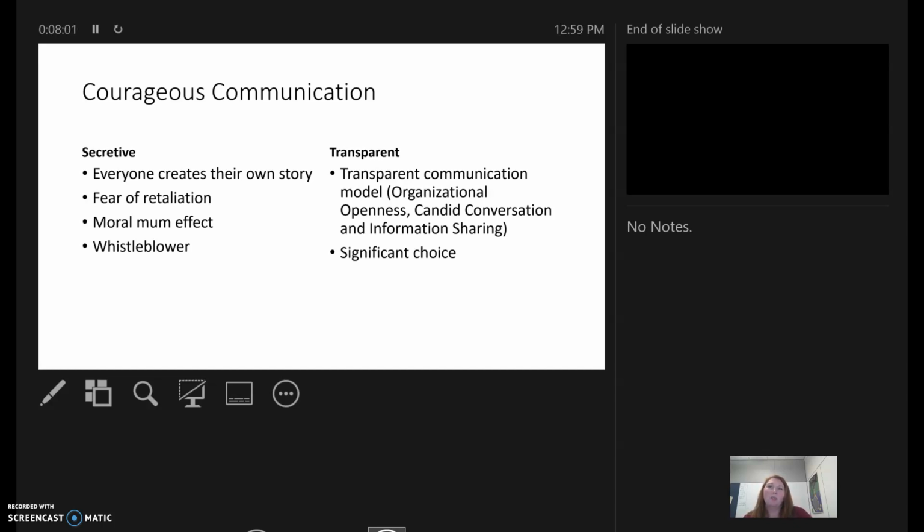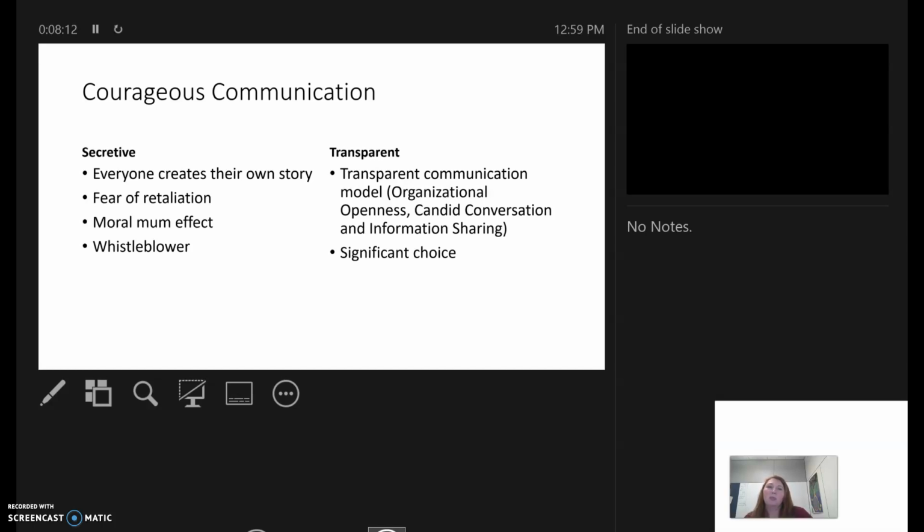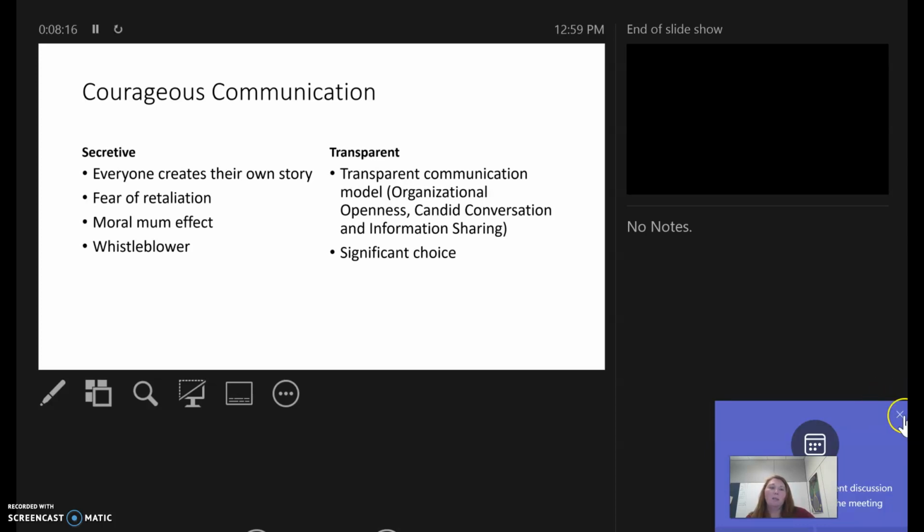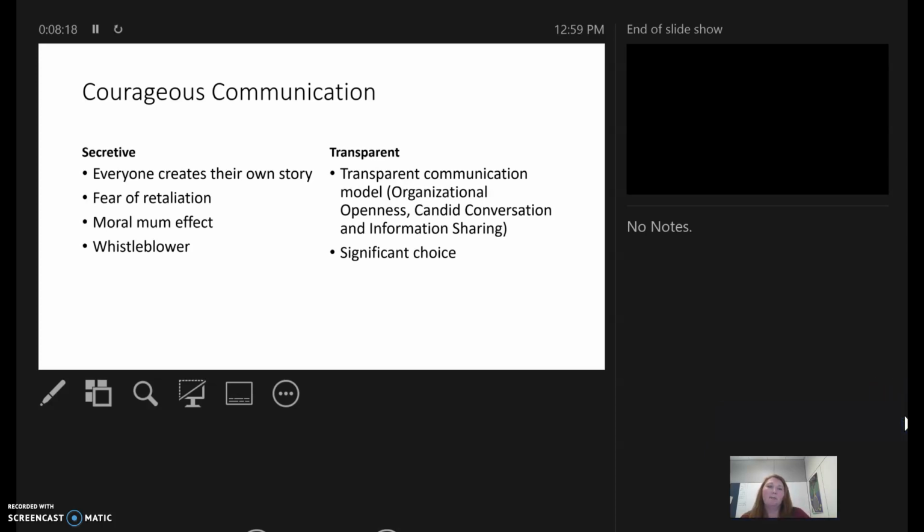Transparent communication is really based on organizational openness, candid conversation, and information sharing. And your text that you're going to read about shows a model of transparent communication. And it really provides an employee with what they call significant choice. So how can you take the information that you're given and be able to make the right choice? And that's the goal of transparent communication, is to share so that people have an understanding and they can make the best choices for themselves and also for the organization as well.